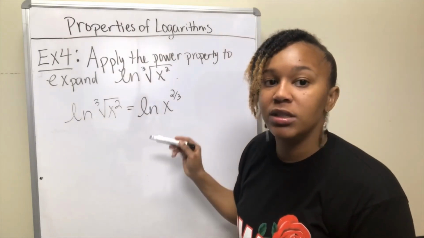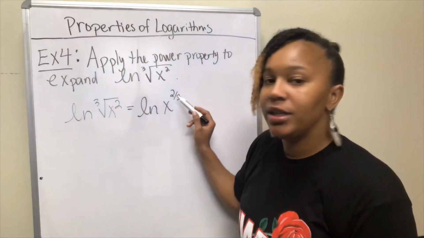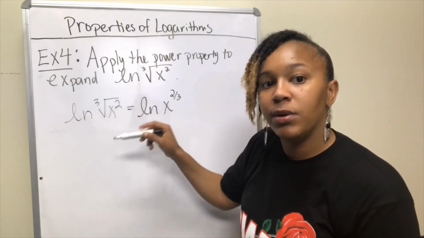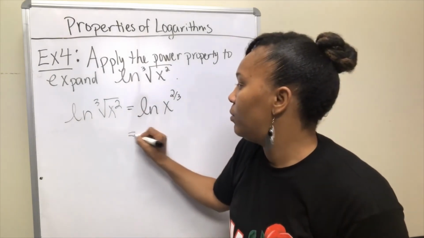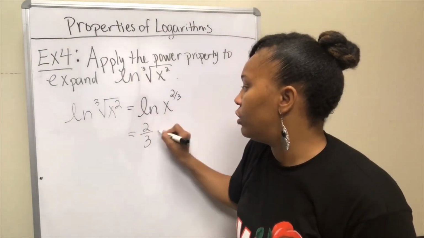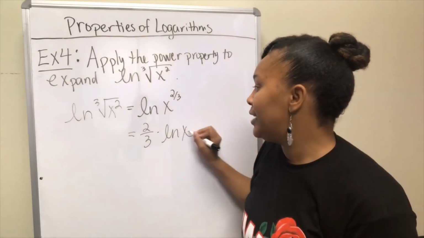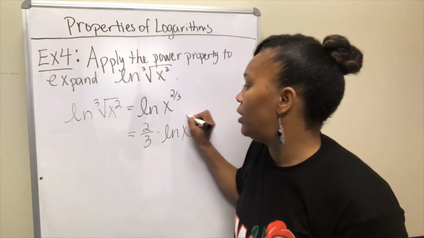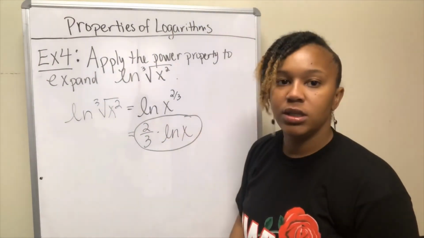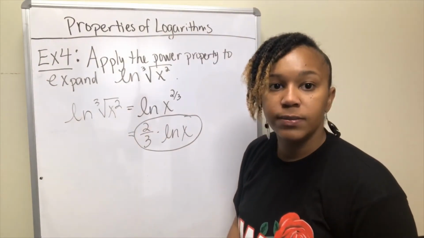And so now we can apply the power property. The power property says if you have the log of something raised to an exponent, then you can pull that exponent in front and make it a multiplication. So that becomes 2/3 times the natural log of x. And it's not the natural log of a number, so we can't evaluate it. So we would leave it just like that. And that would be your solution.